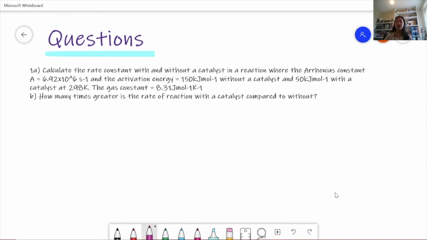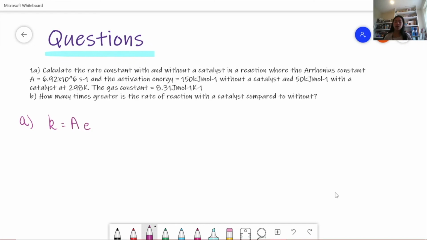So for the first question, calculate the rate constant with and without a catalyst in a reaction where the Arrhenius constant A equals 6.92 times 10 to the 6 seconds to the minus 1, and the activation energy equals 150 kilojoules per mole without a catalyst and 50 kilojoules per mole with a catalyst, both at 298 Kelvin, using the gas constant 8.31 joules per mole per Kelvin. So the first thing we do is write out the equation that we've memorized.